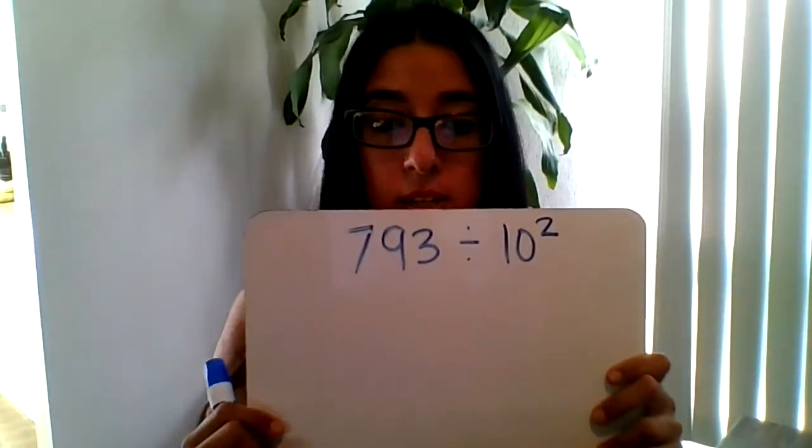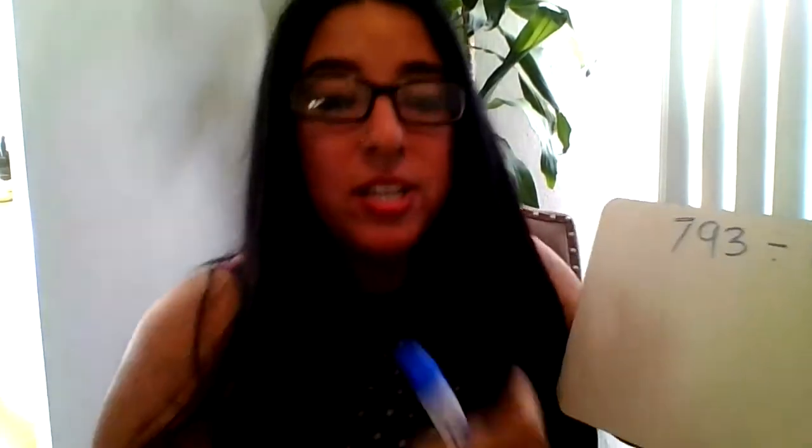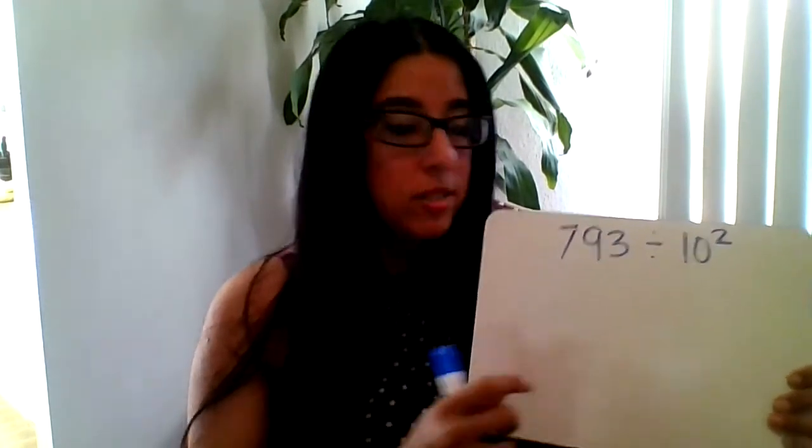Okay, and I will write the same problem down. So 793 divided by 10 to the second power. Your problem should look like that. Okay? Now, the first step that we need to do is go ahead and look at our order of operations.